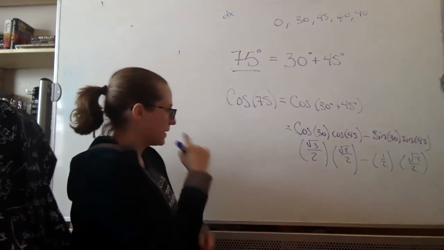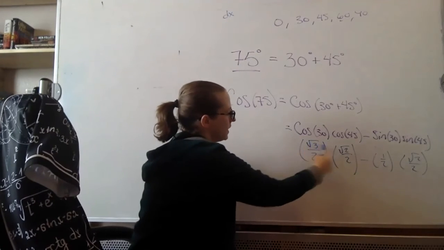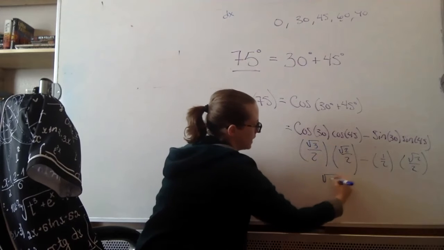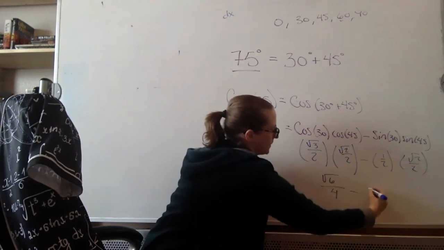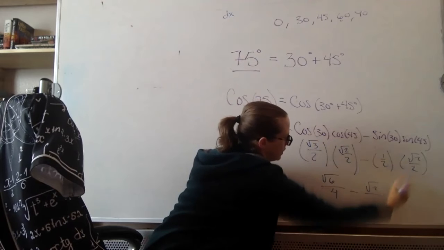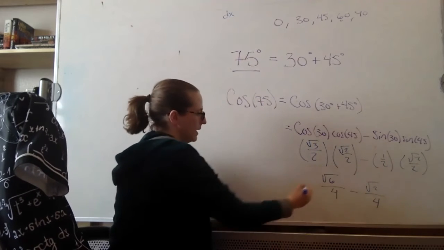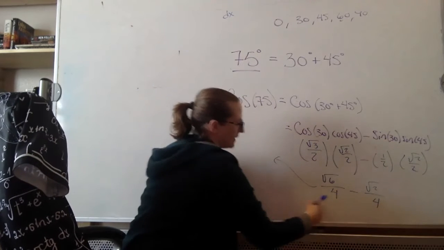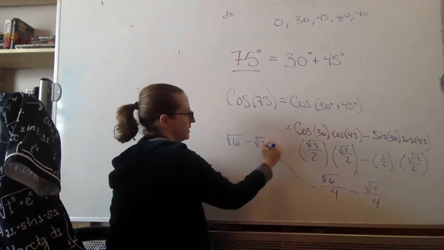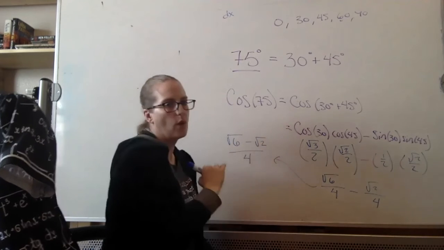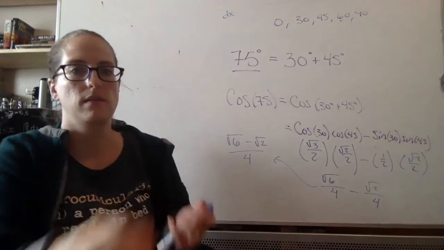Now we're just going to combine these things, algebra these things, right? So square root of 3 times square root of 2 is the square root of 3 times 2, or the square root of 6. 2 times 2 is 4, minus 1 times the square root of 2 is the square root of 2, over 2 times 2, which is 4. Notice that this already has a common denominator, so our exact answer is the square root of 6 minus the square root of 2 over 4.